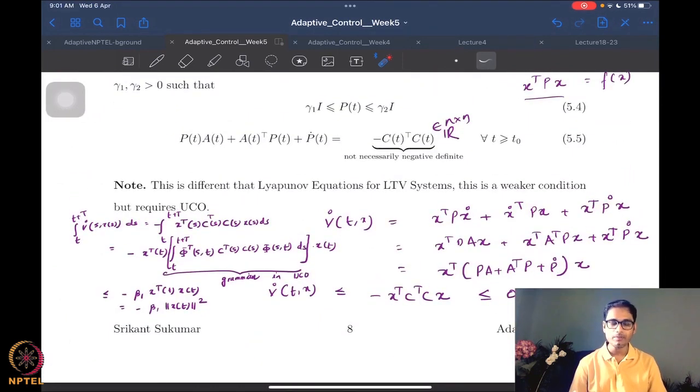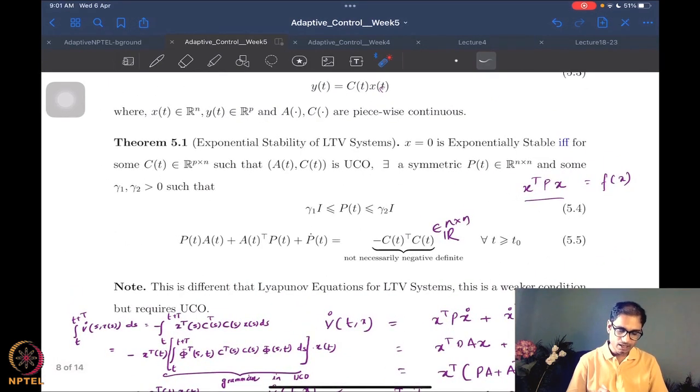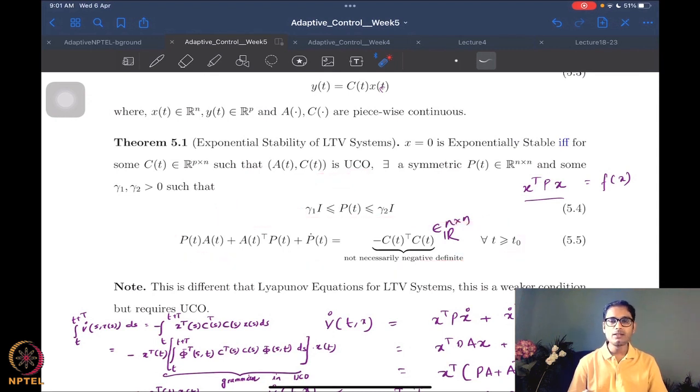So I hope you appreciate that we are actually using every piece that we are introducing in order to come up with the result that we want. Alright? So great. So with this, you can have this exponential stability, which is a slightly weakened requirement, right? In a usual linear system Lyapunov equation, you would want this right hand side to be negative definite, right? But here it is only negative semi-definite. All right.